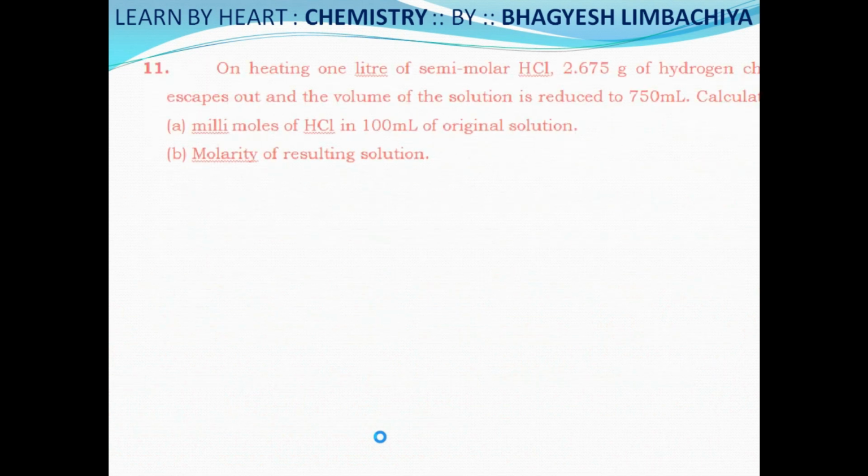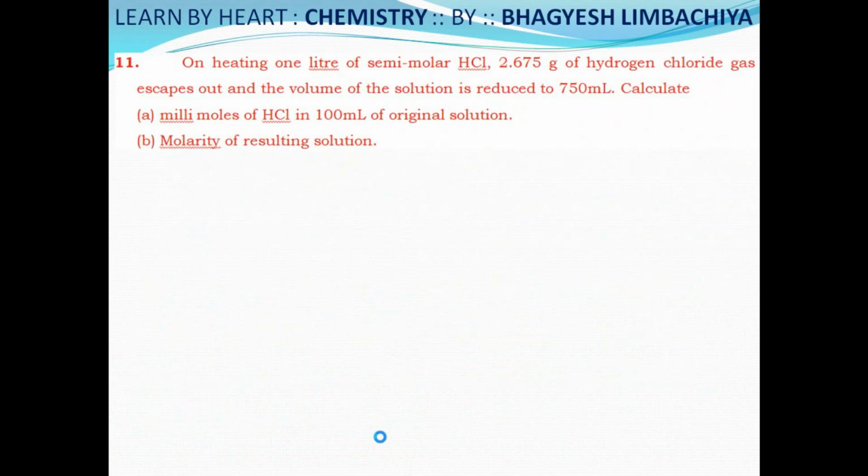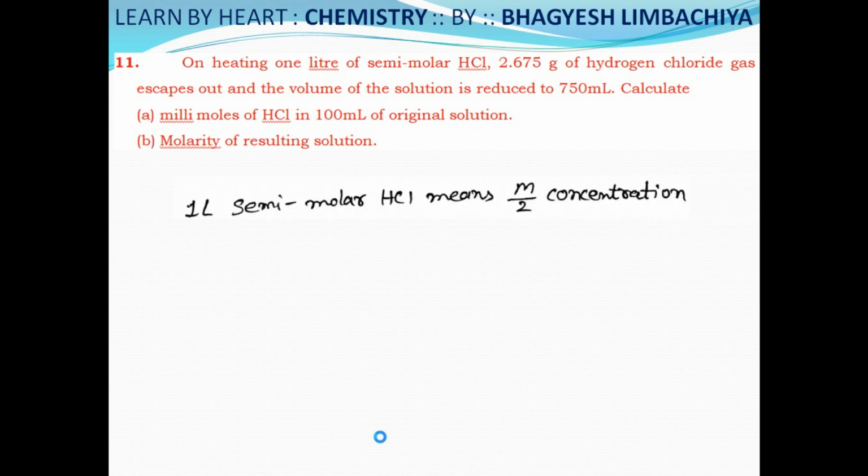Next, on heating 1 liter of semi-molar HCl, 2.675 gram of HCl is escaped, and the volume of solution is reduced to 750 ml. So millimoles of HCl in 100 ml, and molarity is to be calculated. See, first of all, semi-molar means M by 2 concentration. So the molarity of the solution will be 1 by 2, that is 0.5 molar.